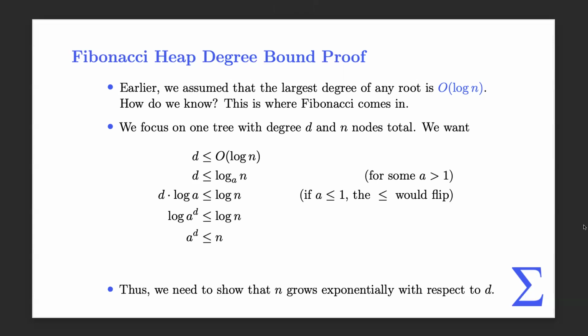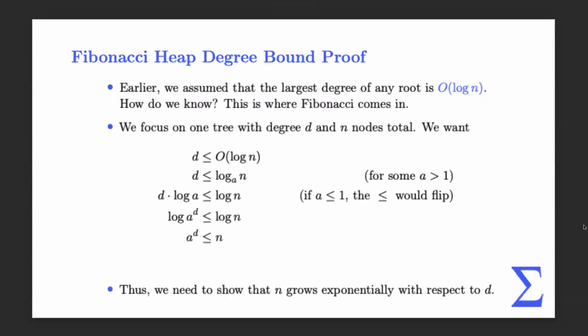It isn't important yet, but it's kind of interesting to see here. To make the algebra work, we need some value greater than 1. And then we end up with a to the d is less than n. So we want to show that n grows exponentially with respect to d. In other words, increasing the degree of the tree by just 1 or 2 increases the number of nodes it can hold by a lot.